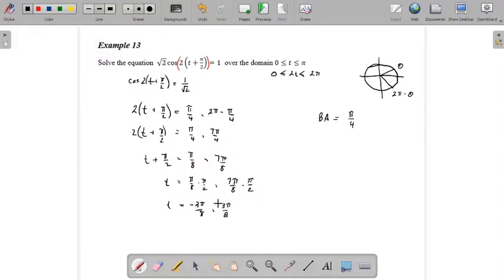Now, what we need to look at here is, notice our domain is from 0 to pi. This one here falls outside that domain, so that is actually not one of the solutions. 3 pi over 8 is within, so that's okay. But we still would expect there to be two solutions. So what we need to do is wind around again and check to make sure that we have all the solutions.